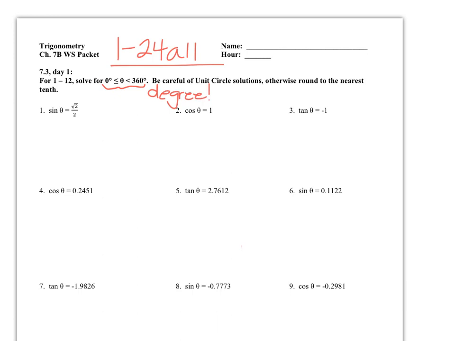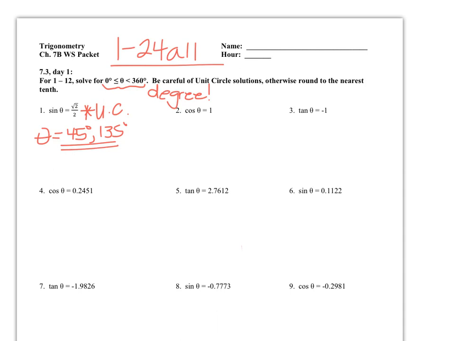Some answers will be unit circle friendly like it says in the directions, and others you'll have to use your inverse rule. Question 1, sine theta equals square root 2 over 2. That's unit circle friendly, so I'm just going to write UC for unit circle. In degree form, on the unit circle, sine equals square root 2 over 2 at 45 degrees and at 135 degrees. So you just use your unit circle to evaluate. So there's question 1, done for you.